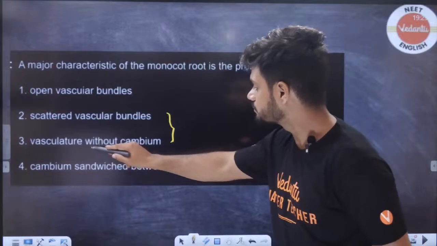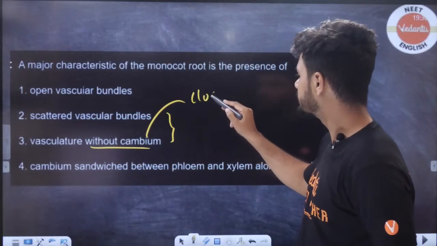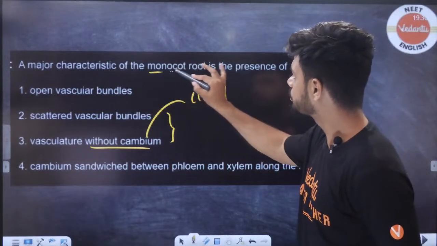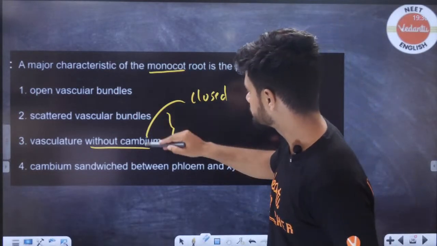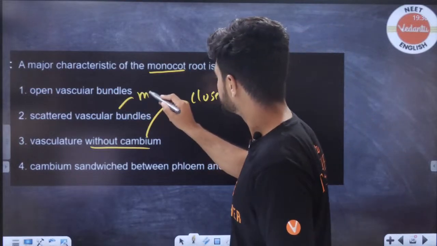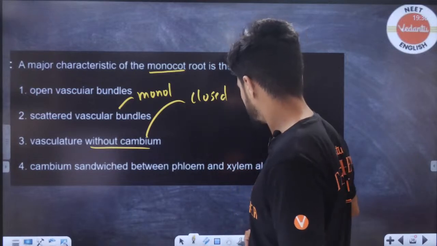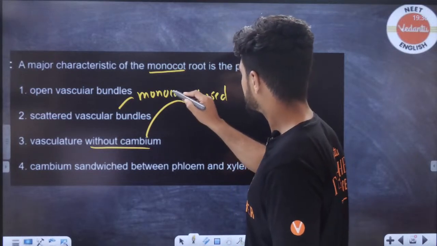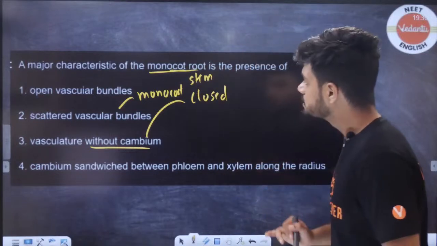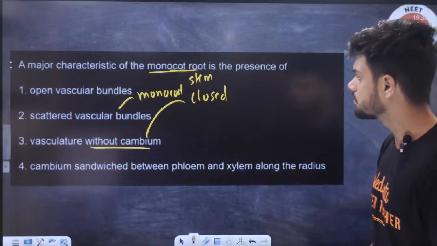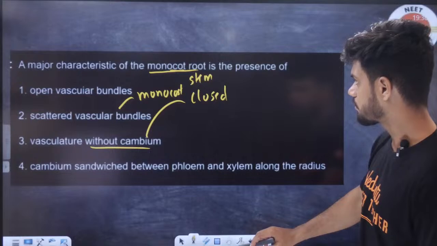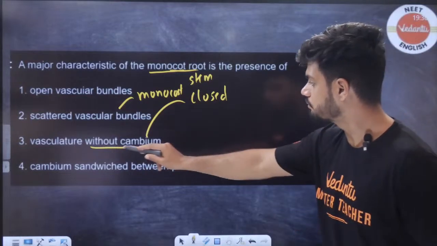Vasculature without cambium. It means what? It means closed condition. Yes or no? Since it is a monocot root... Oh, this is not. One second. No, this is in the case of monocot stem. This is monocot stem. Okay, this is monocot root. Since it is monocot root, the answer is very clear now. Monocot without cambium.